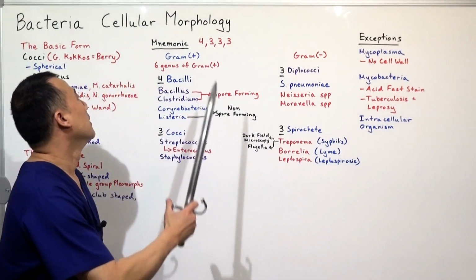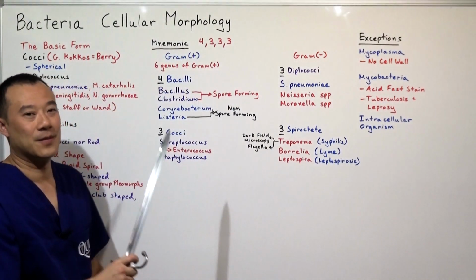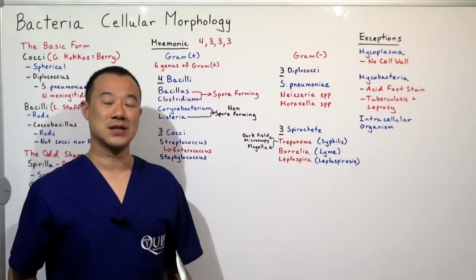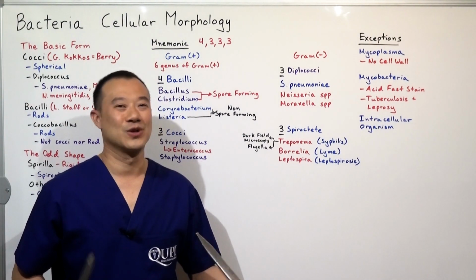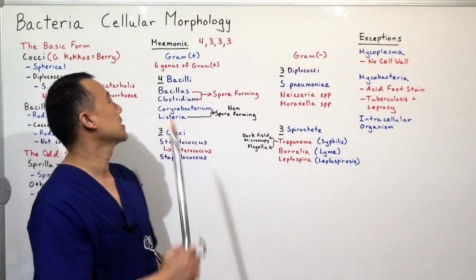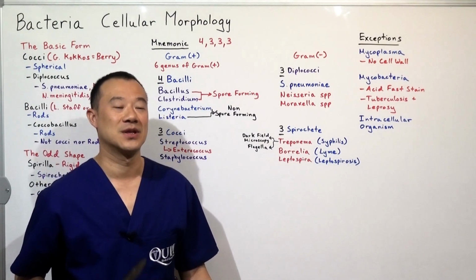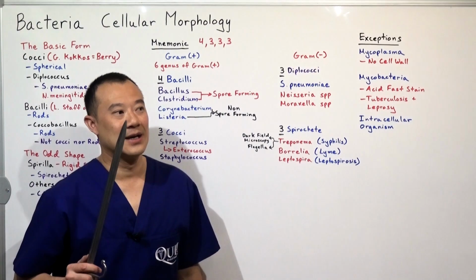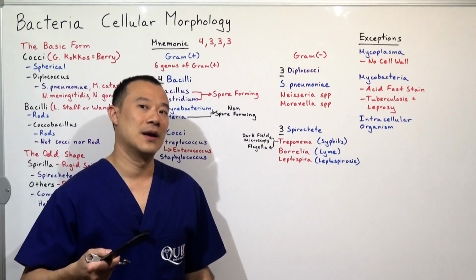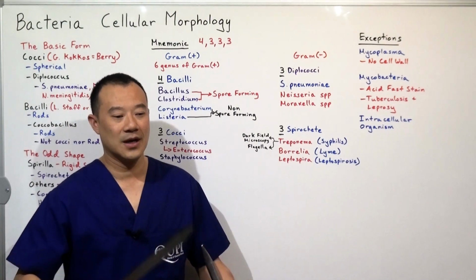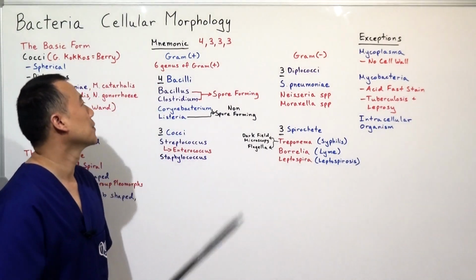All right, 4. In the gram positive, the beautiful thing about gram positive bacteria is that there's only 7, but there's really 6 genera of gram positive bacteria, but there's really 7 because you'll see. All right, and it's easily categorized as follows.